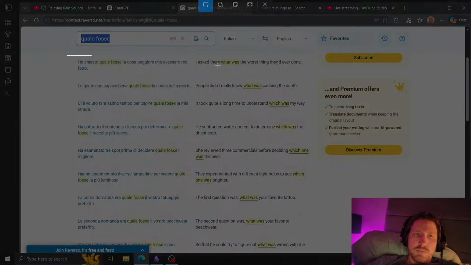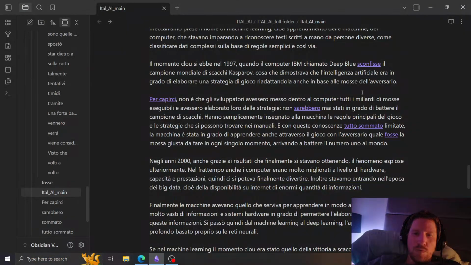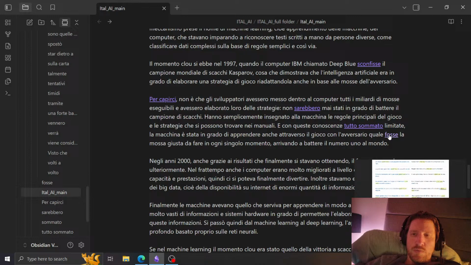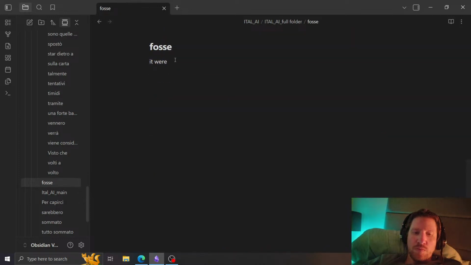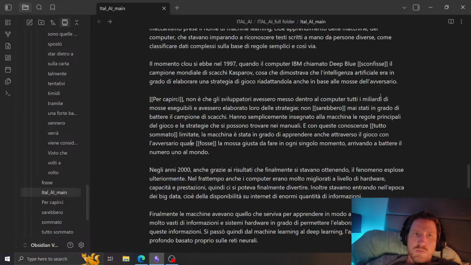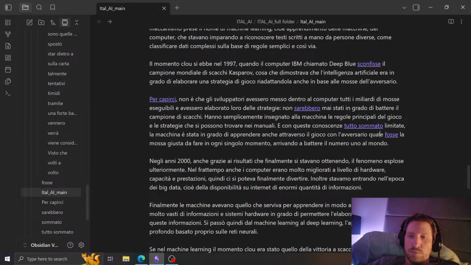Can you say that again? I wasn't listening. Of course. So in this case, quale fosse is a subjunctive construction. It basically means something like which was or that it was. So a natural translation would be the machine was able to learn, even through the game with the opponent, what the right move was to make at every single moment. It's just a subtle use of the subjunctive to express that precise correctness.